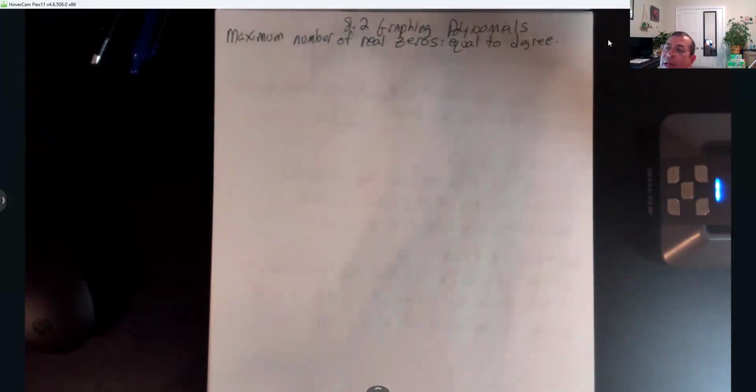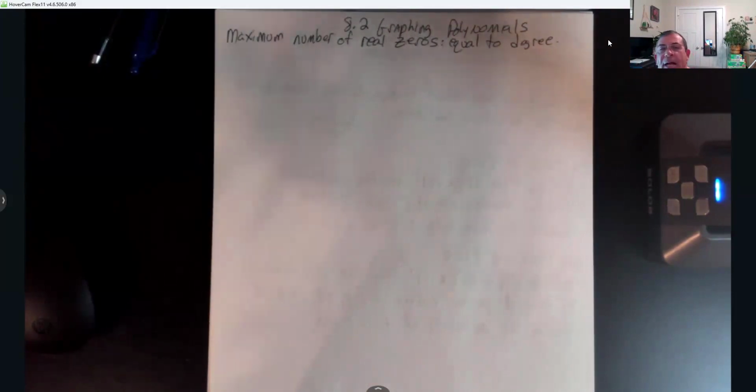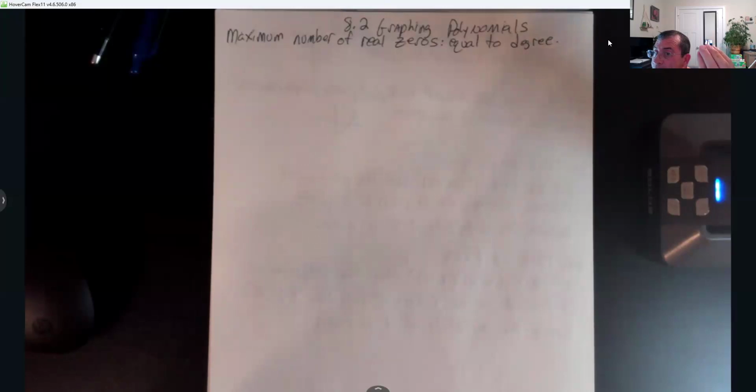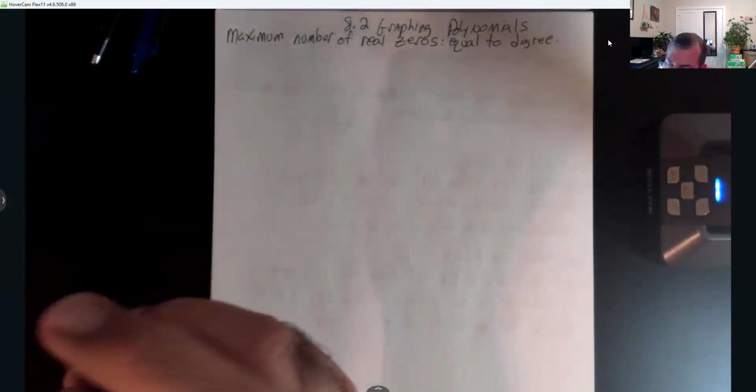So like if we're always doing the x to the third, that means that I will have 3 zeros. Now, they might not all be real zeros, but the maximum number that I could have of real zeros is 3. Sometimes I might have a real zero and 2 imaginary zeros, okay? But the maximum number of real zeros I could have is equal to the degree.